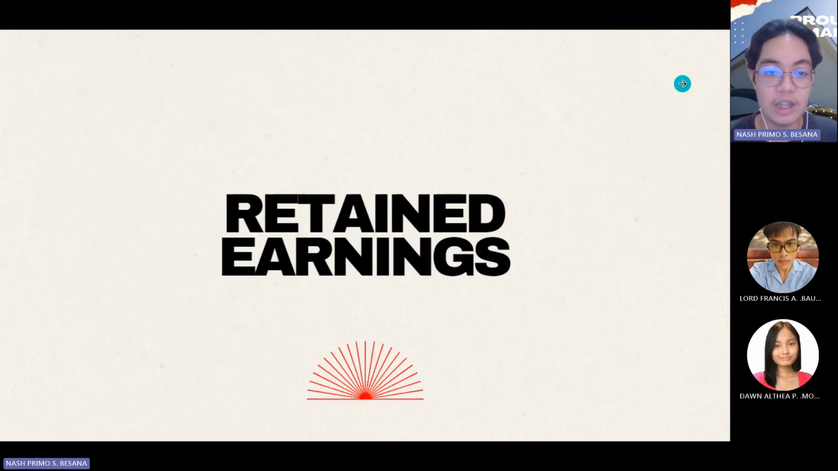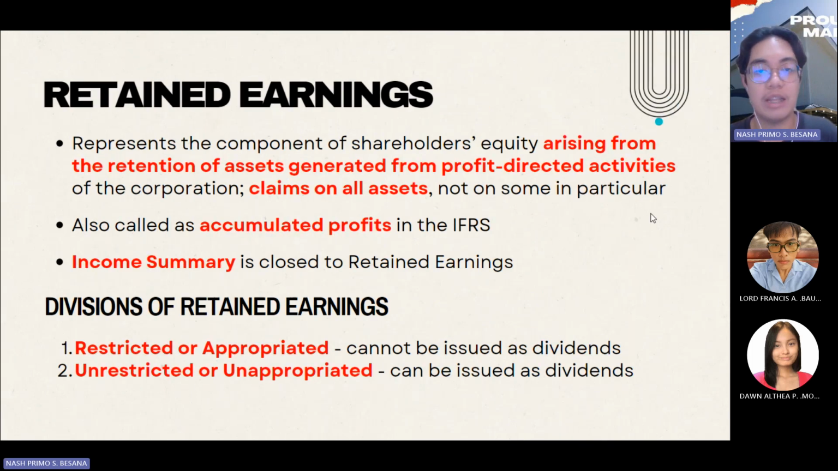So first, we have retained earnings. What do we mean by retained earnings? First of all, it represents the component of shareholders' equity arising from the retention of assets generated from profit-directed activities of the corporation. So basically, claims siya sa lahat ng assets but not on some in particular. When we recall kasi sa sole proprietorship and sa partnership, yung mga net profit and other changes sa capital, they are closed sa owner's capital agad. Diretsa sa capital na meron si owner.